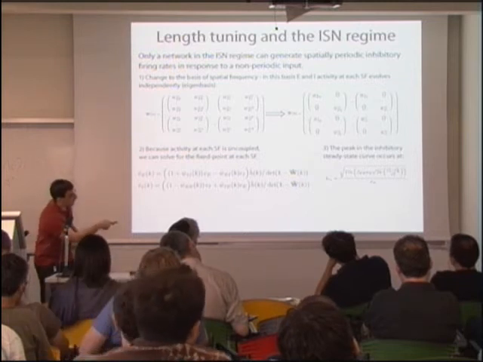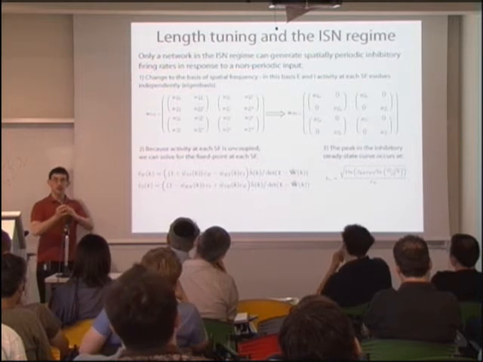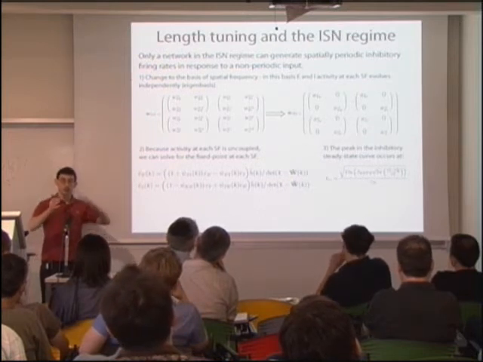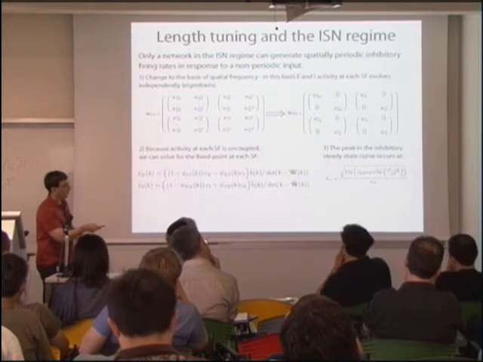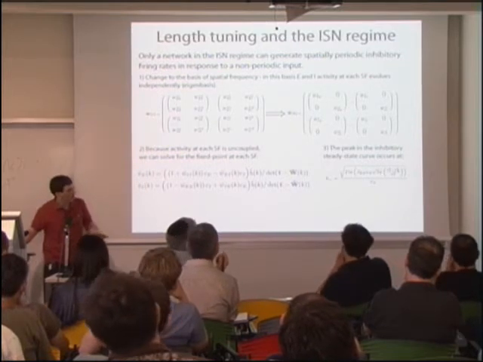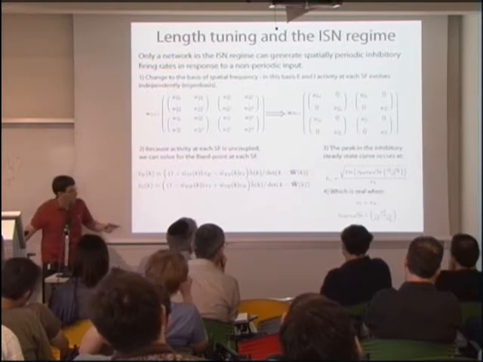And then sigma I, which is right over there, is the spatial extent of the connections from E cells to I cells. So that's the other Gaussian connectivity function. And so you'll get a peak at exactly this spatial frequency, which will be real and greater than zero when the following two conditions are met.